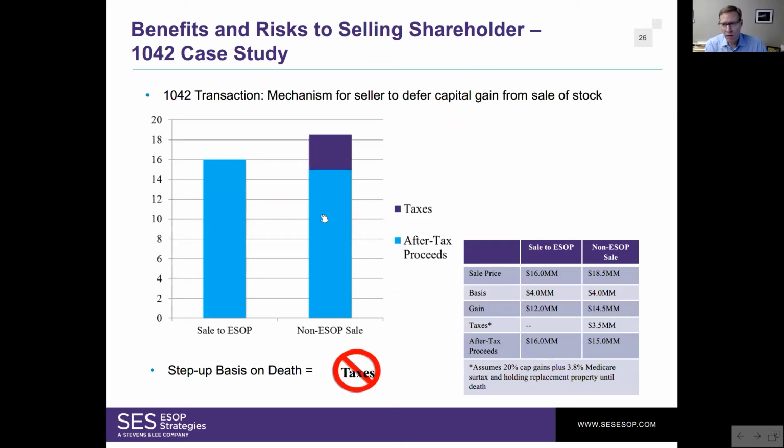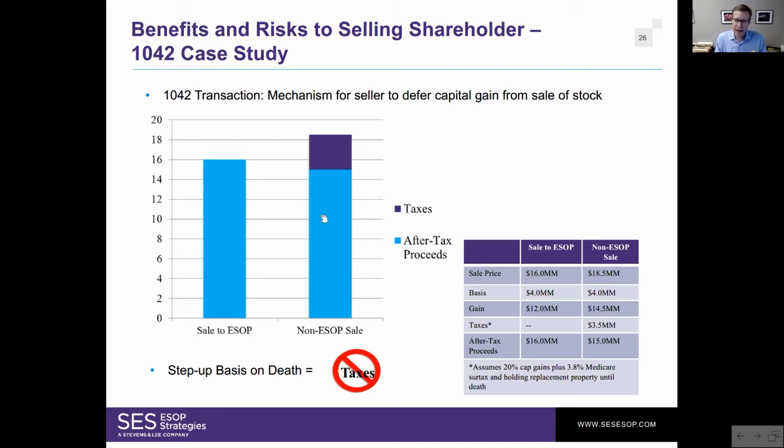One of them is what we call a 1042 transaction. What that basically means is it gives the seller of an ESOP company the ability, if they sell at least 30% to an ESOP, to not pay capital gain tax on the sale of stock. In Pennsylvania, they don't follow that rule, but you still get the benefit at the federal level. Every other state in the country follows the federal rule.